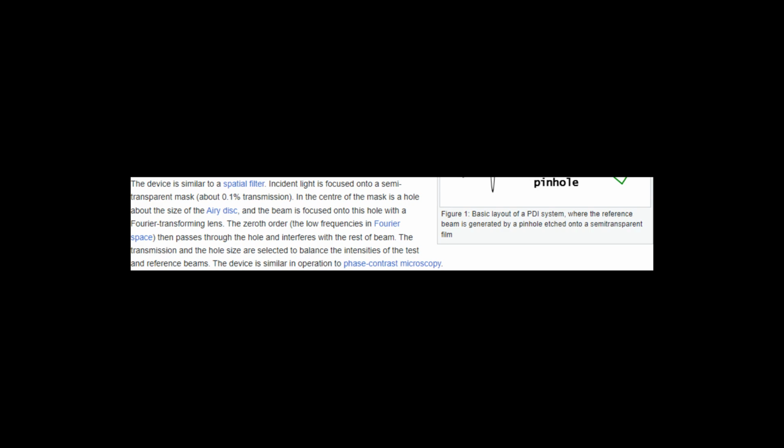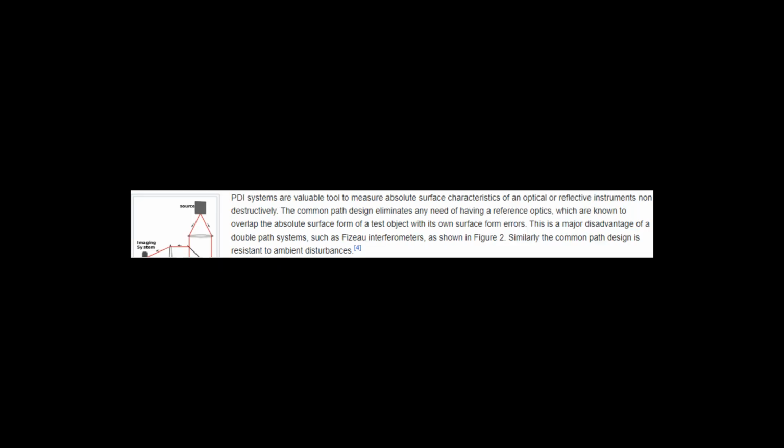The device is similar in operation to phase contrast microscopy. PDI systems are a valuable tool to measure absolute surface characteristics of optical or reflective instruments non-destructively. The common path design eliminates any need of having a reference optic, which is known to overlap the absolute surface form of a test object with its own surface form errors. This is a major disadvantage of double path systems, such as Fizeau interferometers, as shown in Figure 2. Similarly, the common path design is resistant to ambient disturbances.